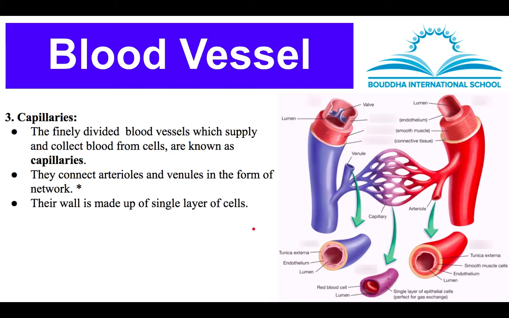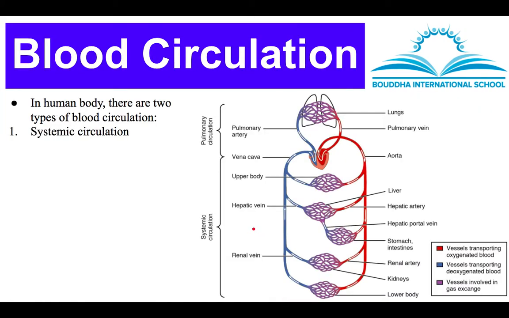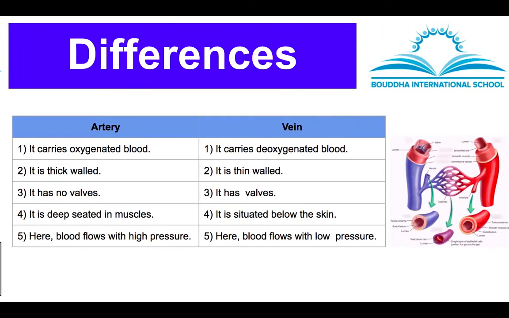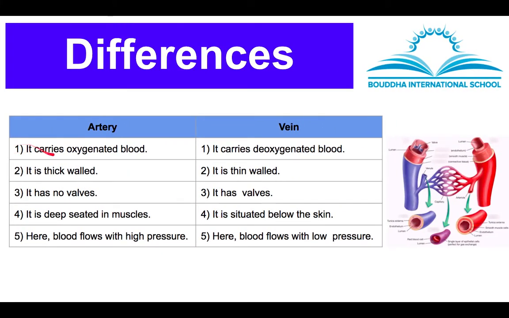Now let's go to the difference between artery and vein. It can be asked to you, write the difference between artery and vein. Okay, so just before we discuss, artery normally carries oxygenated blood, but the exception is the pulmonary artery, which carries impure blood. Similarly, vein carries deoxygenated blood, but the exception is the pulmonary vein, and it carries pure blood. But in general, artery carries oxygenated blood and vein carries deoxygenated blood.